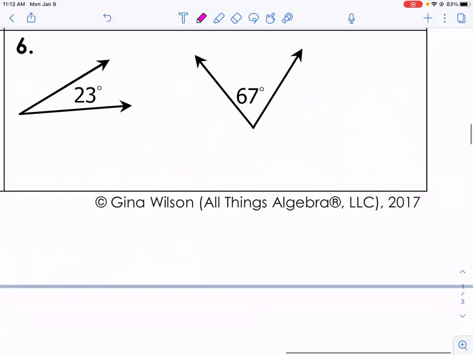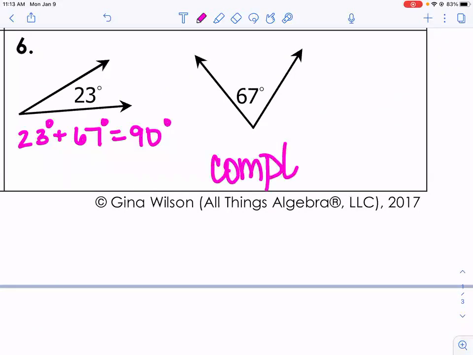Let's look at number 6. Kinley, what do you notice about those two numbers? Kinley, what's 23 plus 67? And if two angles add up to be 90 degrees, we say they are complementary.